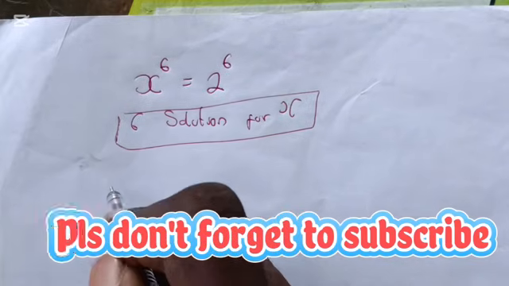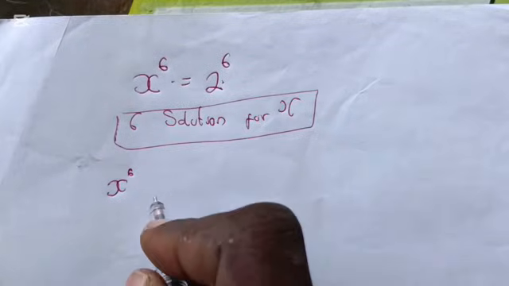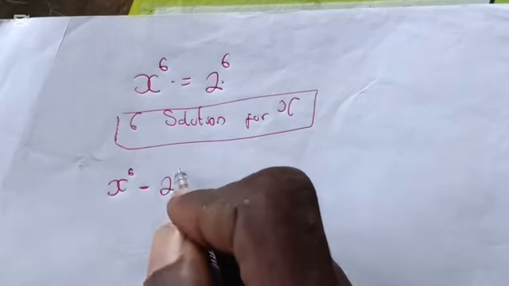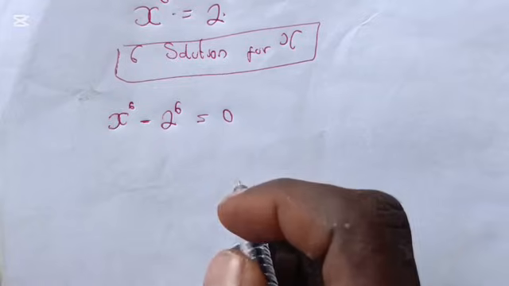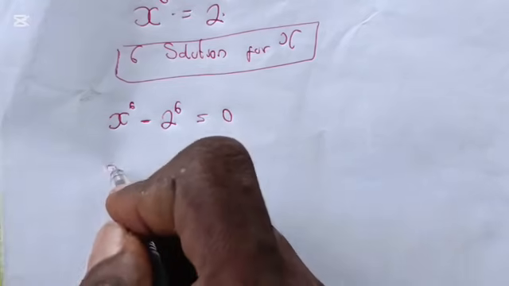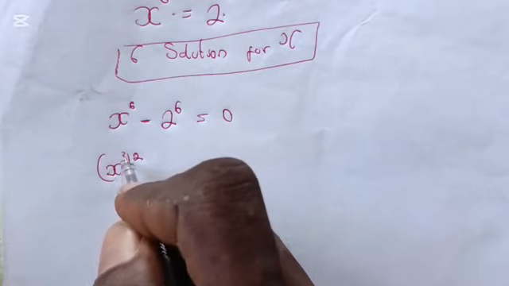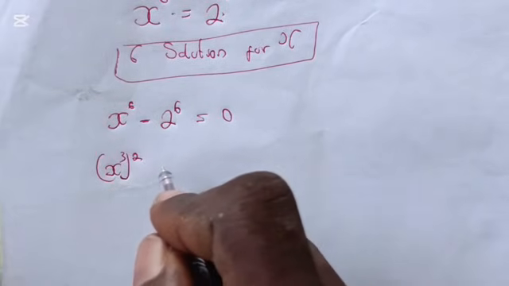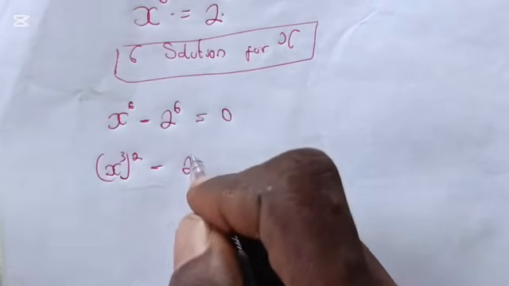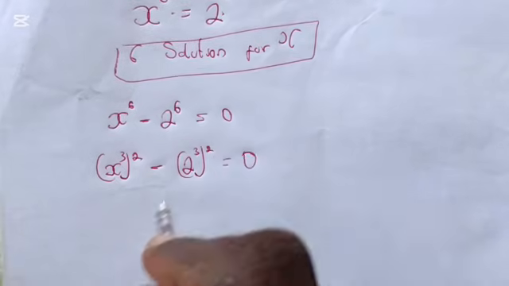So let's start. We have x raised to the power of 6. Now, bringing this to your left hand side, you have minus 2 raised to the power of 6 equals 0. Now, from our law of indices, we can write this by saying (x raised to the power of 3) raised to the power of 2, since we know that 2 multiplied by 3 is going to give us 6 back, right? We are going to do the same thing here by saying (2 raised to the power of 3) raised to the power of 2 is equal to 0.